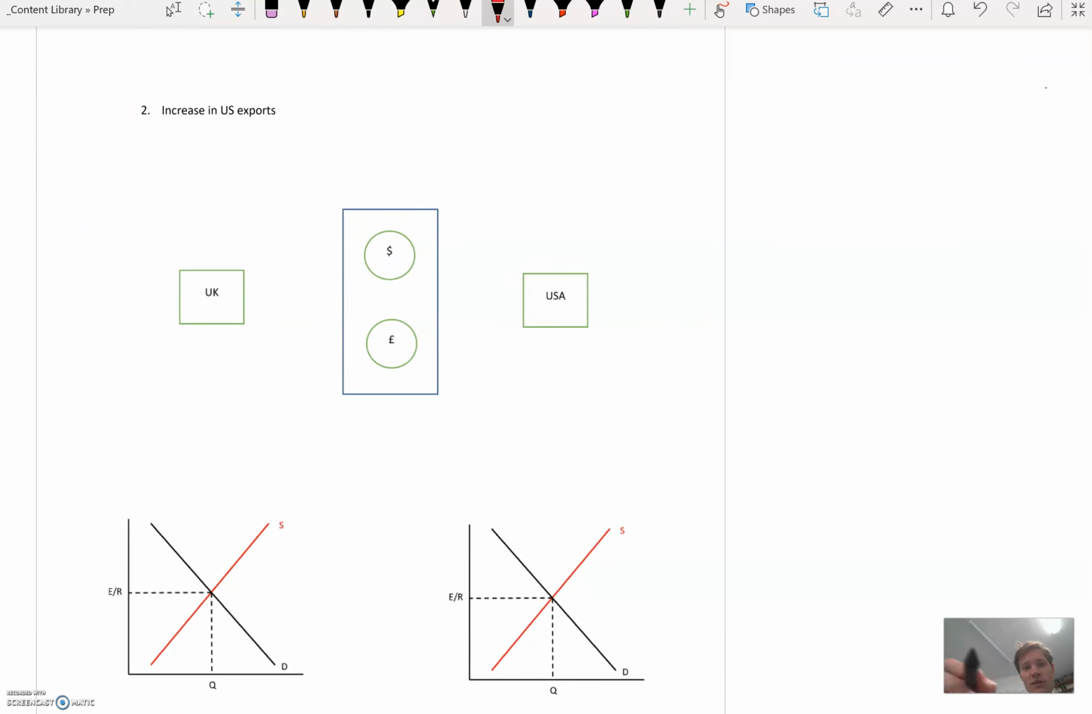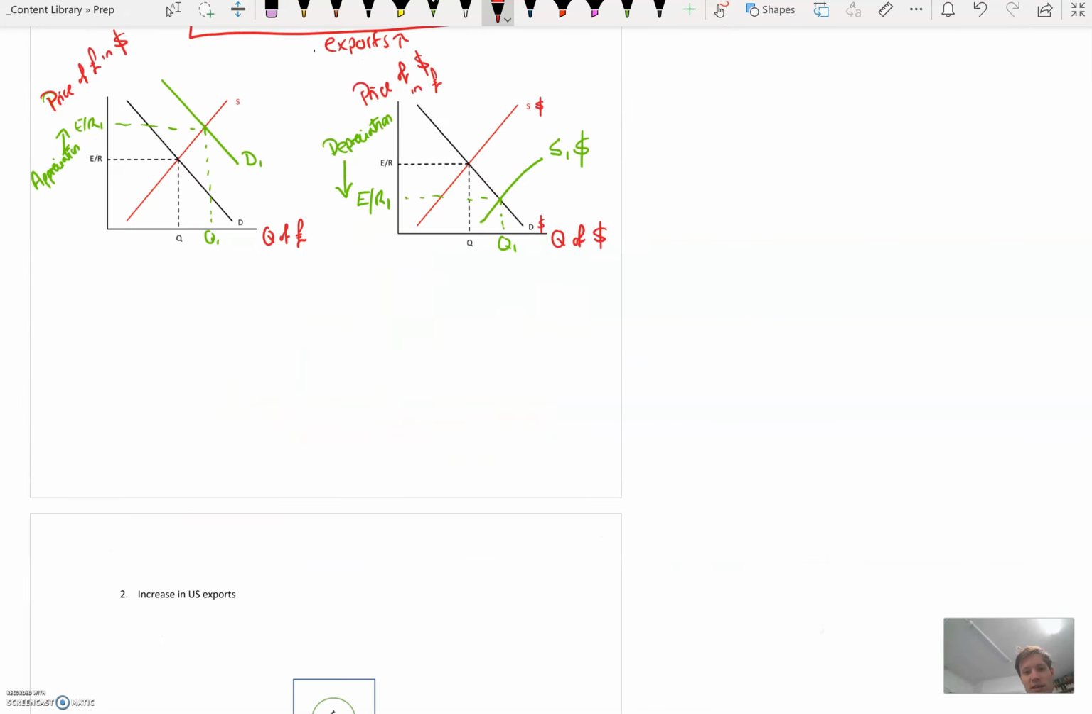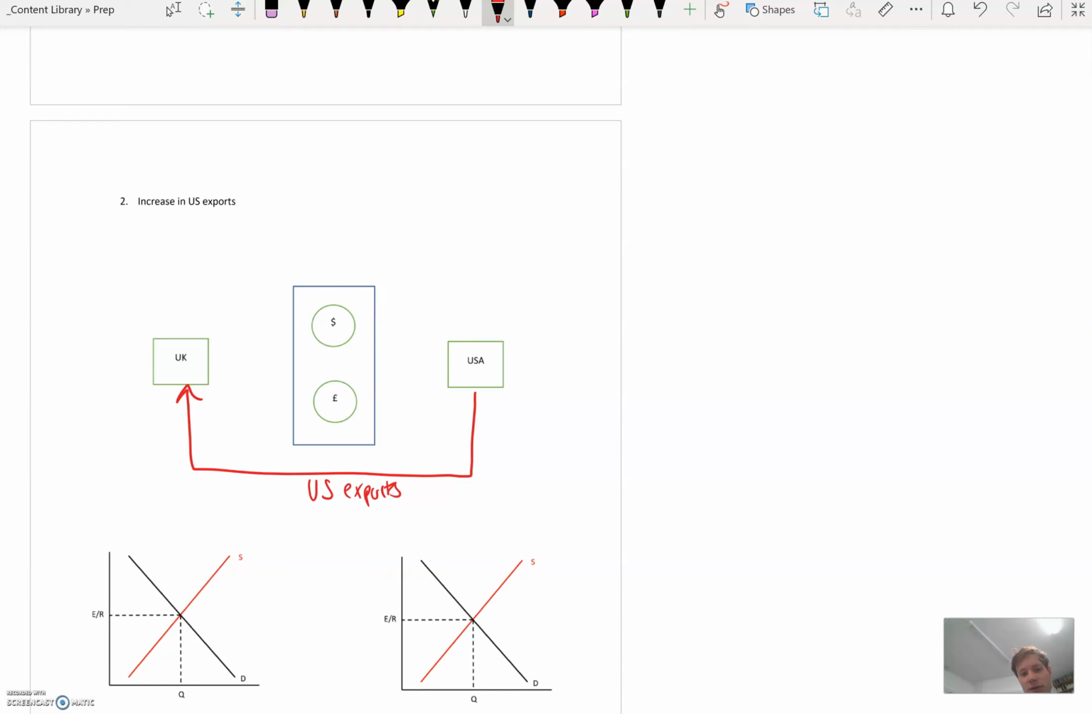So, in this scenario, we have US exports going to the UK. That means that the UK is buying US goods and services. We'll label that US exports. And we're just doing exactly the same thing as we did before, but the other way around. Now, for the UK to buy US exports, it has to take its pounds. There's an outflow from the UK, and we have to put our pounds into the foreign exchange shop.